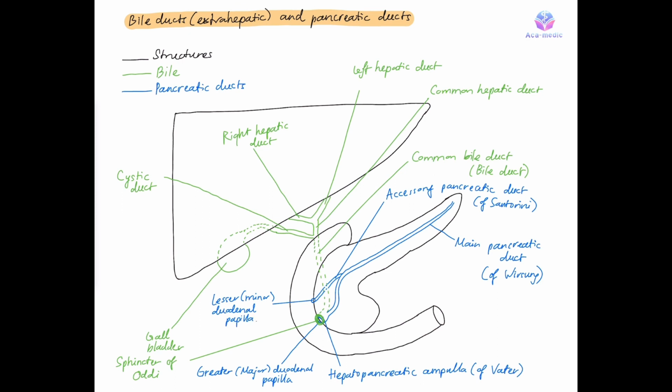All right. And therefore, to recap, the main pancreatic duct of Wirsung most usually is going to combine with the common bile duct into forming a hepatopancreatic ampulla of Vater. And the accessory pancreatic duct of Santorini usually is going to branch off from the main pancreatic duct, and it's going to open at a separate spot in the duodenum at the lesser duodenal papilla.